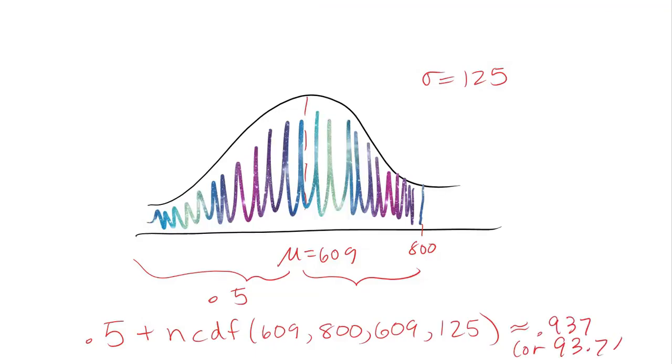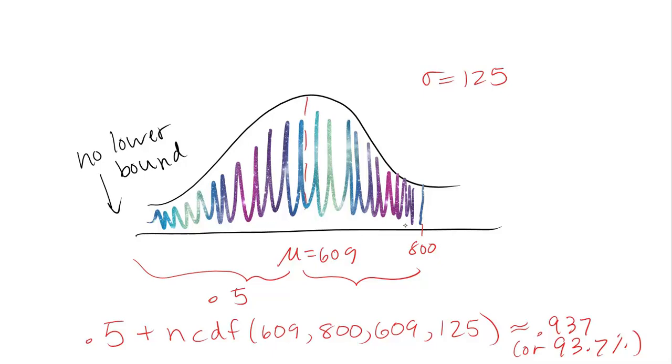That's 93.7%. Again, the logic here is I don't have a lower bound. We were missing the lower bound. There was no lower bound. So we just took the entire left side. We know that's 0.5 because the total area under the curve is 1 and the left half would have just as much as the right half. So 50% on the left, 50% on the right.